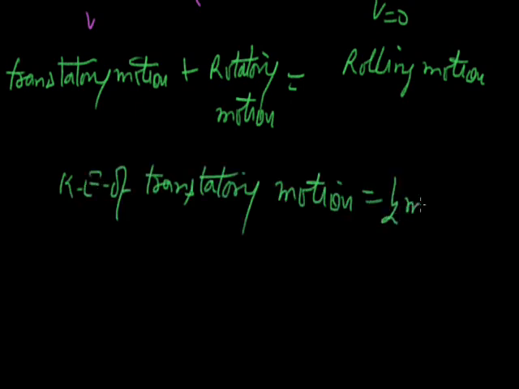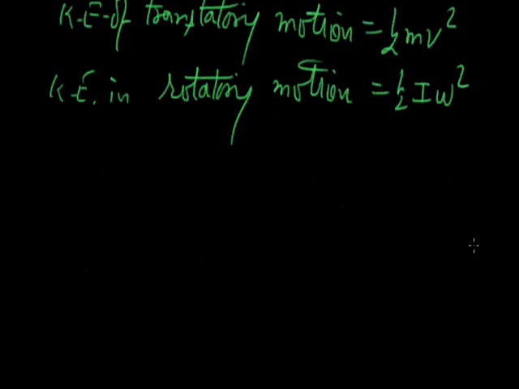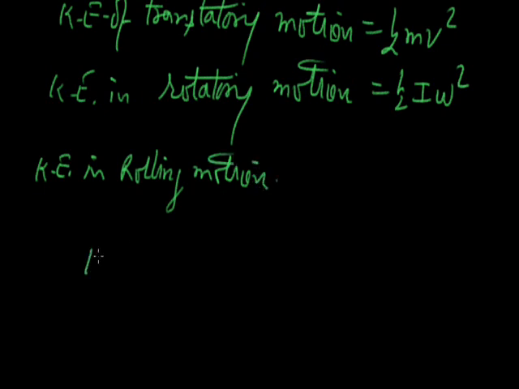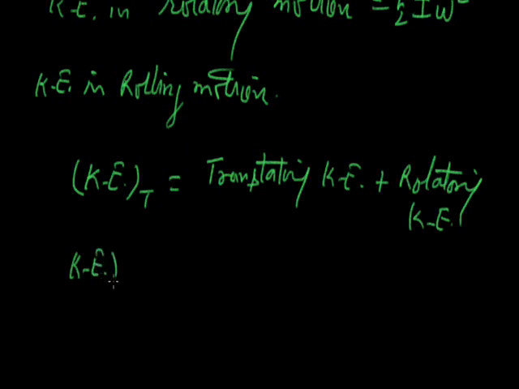Now if we want to find the kinetic energy of rolling motion, the translatory kinetic energy is half mv square, and the kinetic energy in rotatory motion will be half I omega square. The total kinetic energy in rolling motion will be translatory kinetic energy plus rotatory kinetic energy, that is half mv square plus half I omega square.